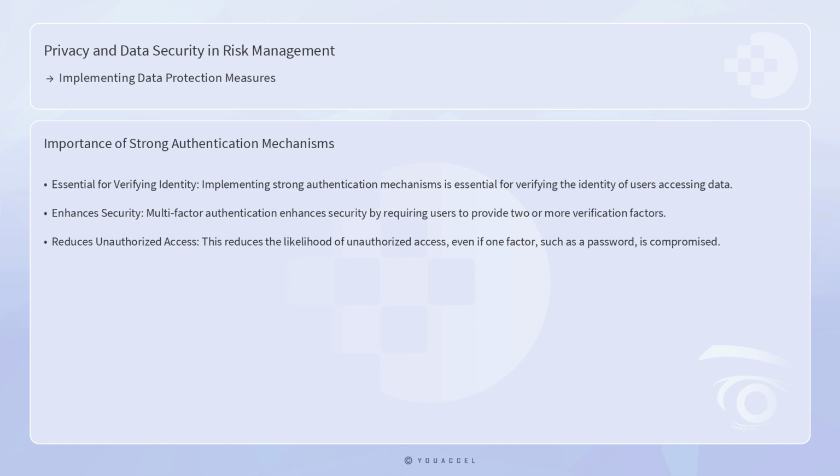Implementing strong authentication mechanisms is essential for verifying the identity of users accessing data. Multi-factor authentication enhances security by requiring users to provide two or more verification factors, such as a password and a fingerprint, to gain access. This reduces the likelihood of unauthorized access, even if one factor, such as a password, is compromised.